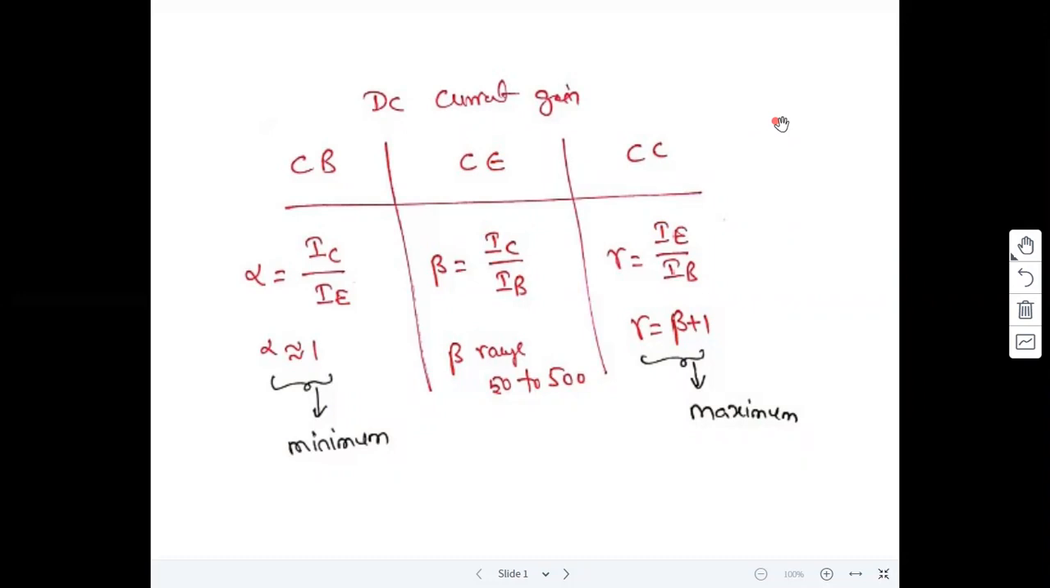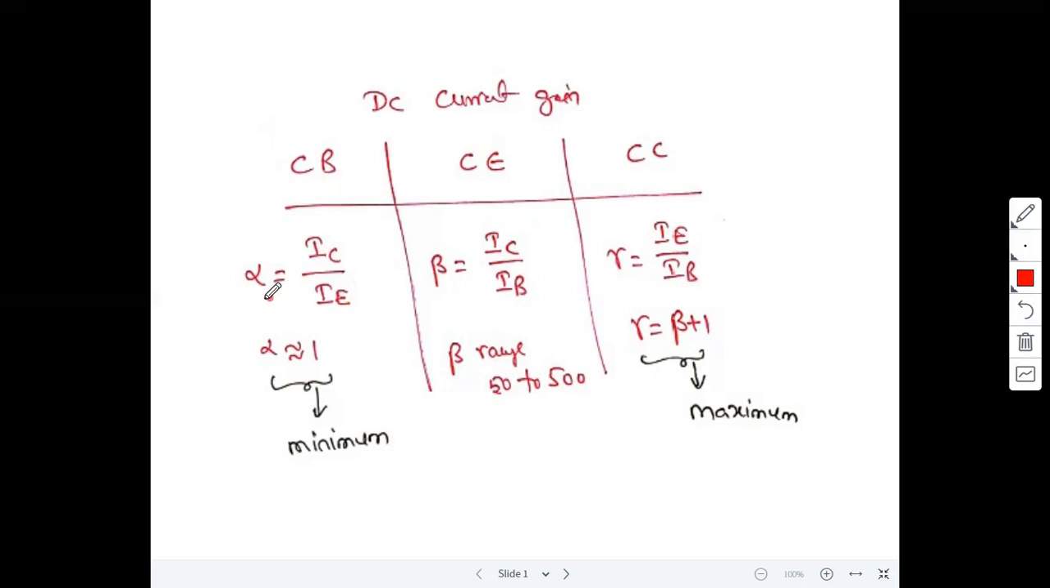Today we are going to discuss BJT DC current gain problems, the second one is a BJT transistor operated in saturation mode, and the third one is current components in PNP transistors. Already we discussed DC current gain in different configurations, CB, CE, CC configurations, and the corresponding DC current gain expressions.